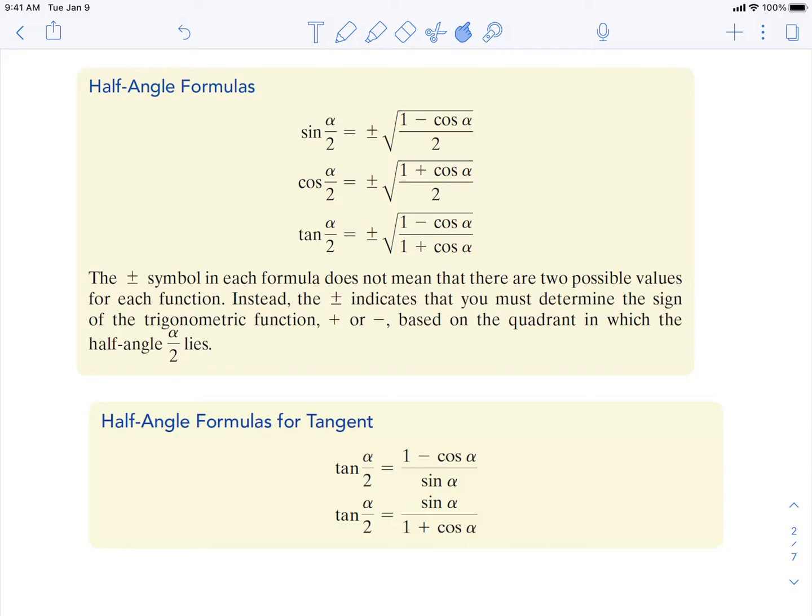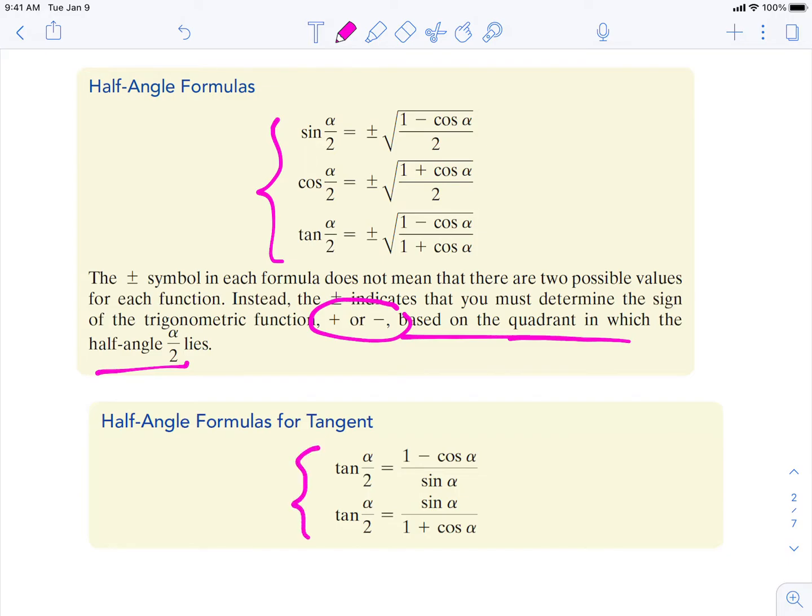All right, here are the half angle formulas. We're going to use the half angle formulas on this slide to be able to evaluate some trig expressions. So here are the sine, cosine, and tangent half angles. You do need to be careful when you identify the quadrant in which the half angle falls in, and that'll tell you if you have a positive or negative sign. And then we have two more half angle formulas for the tangent.